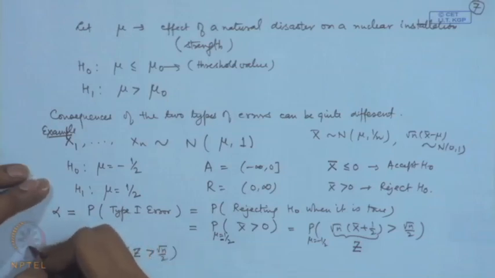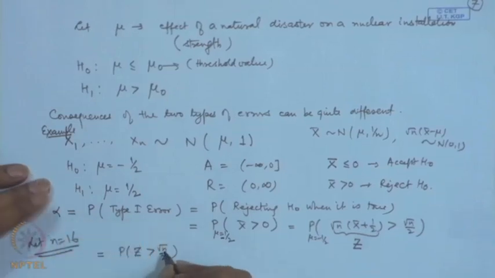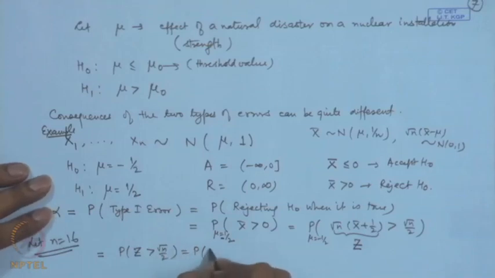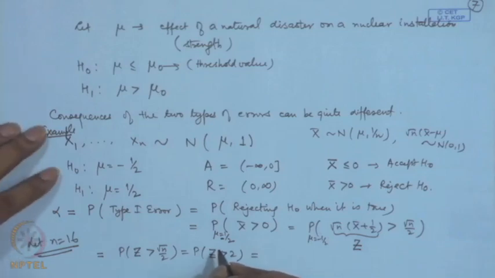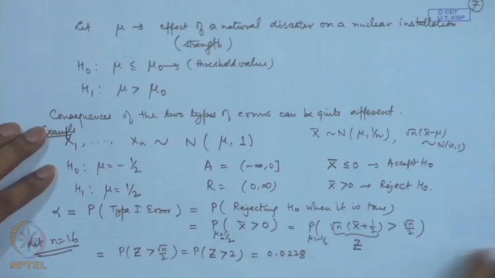Let us for example take n equal to 16. If n is equal to 16, this is the probability of Z greater than 2, where Z follows normal(0,1). The probability of Z greater than 2 is 0.0228 if we see the tables of the normal distribution. So, the probability of type 1 error is 0.0228, that means it is nearly 2% probability of type 1 error.